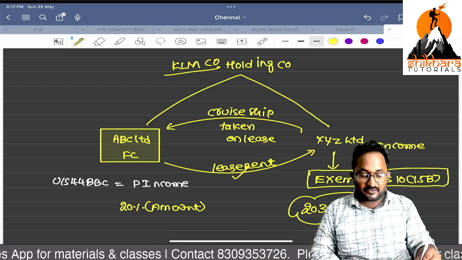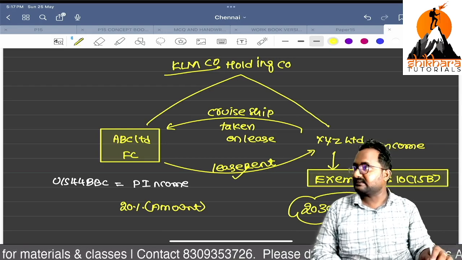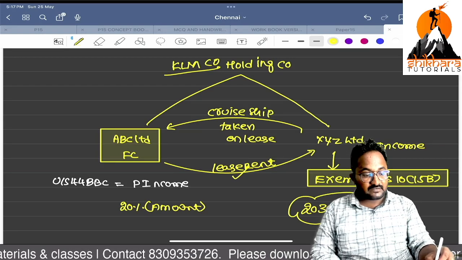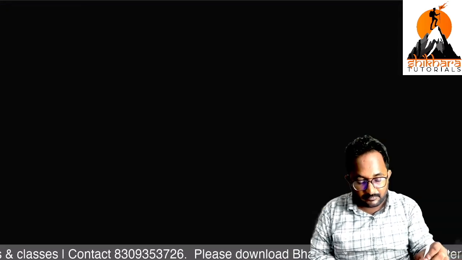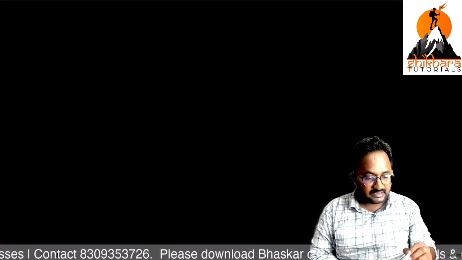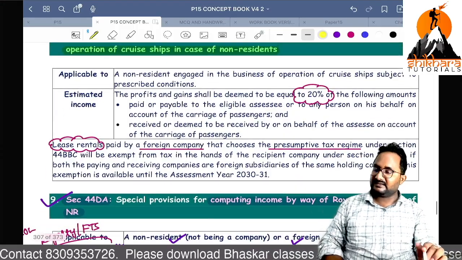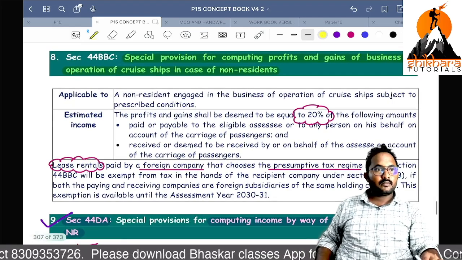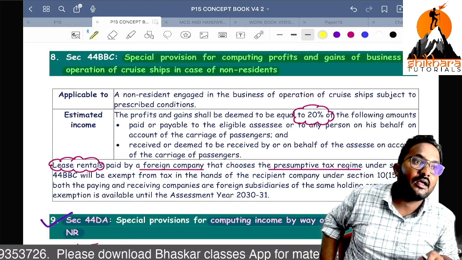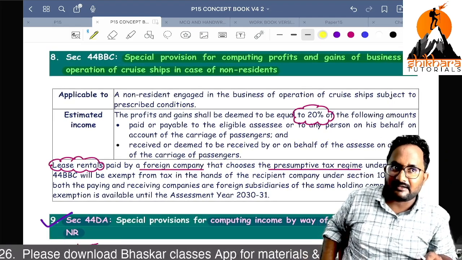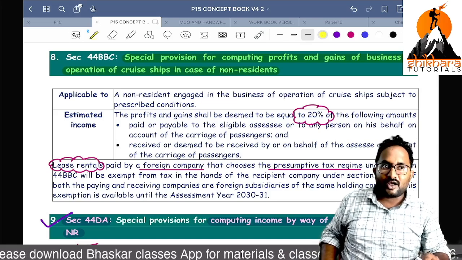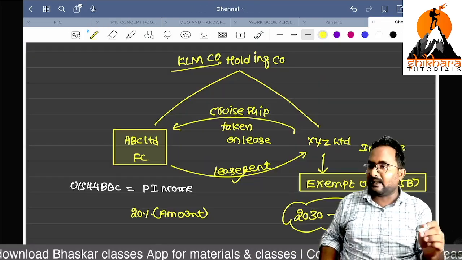Who have given the cruise ship on a rental basis. And up to which assessment year is this exemption available, ma? 2030-31. Now you can read these lines. Sorry? On what basis? I will tell you. In order to encourage the normally lease-basis related. Example, I will tell you.